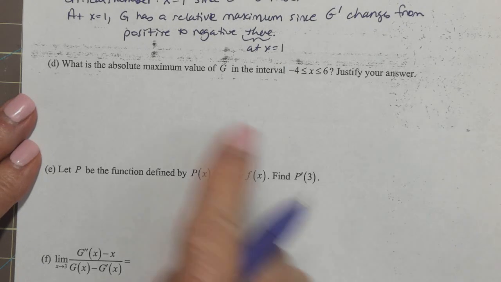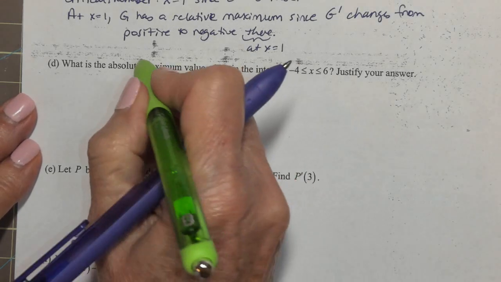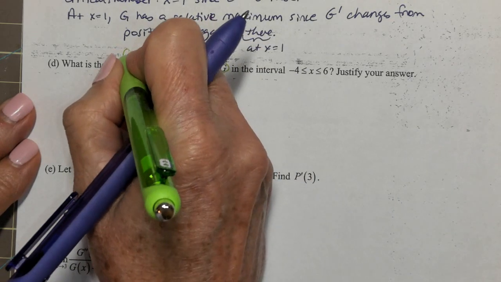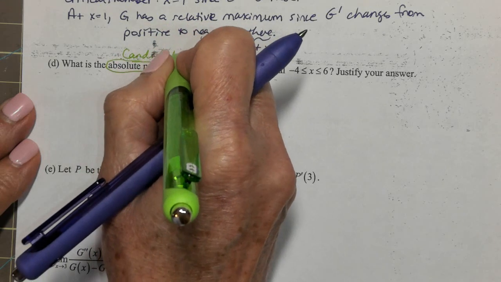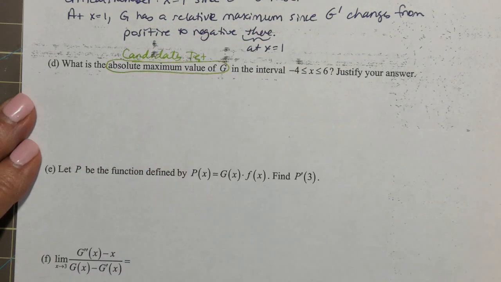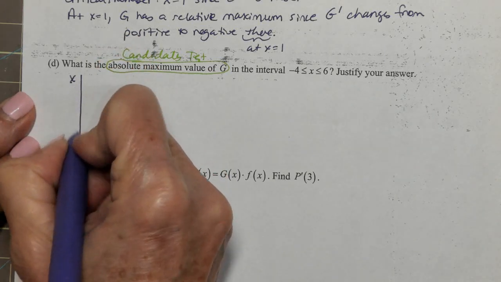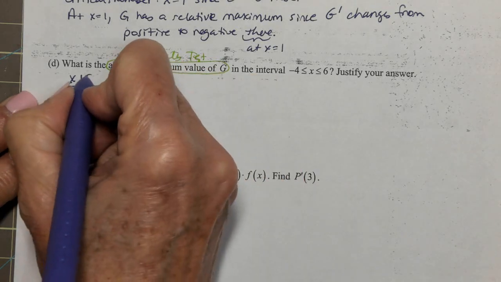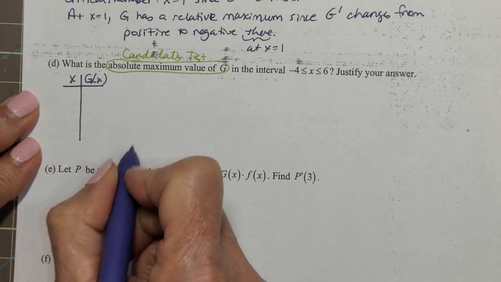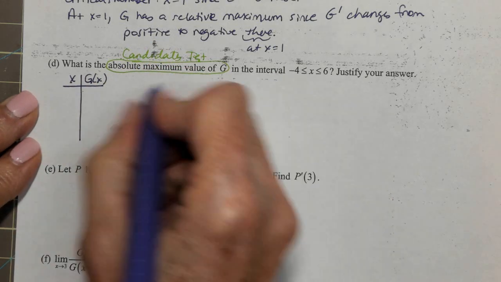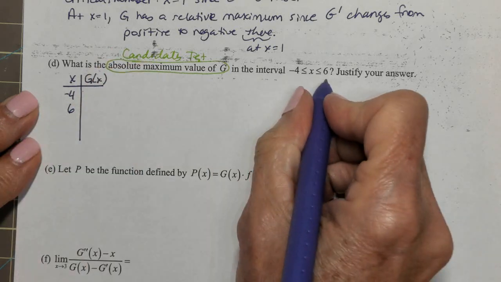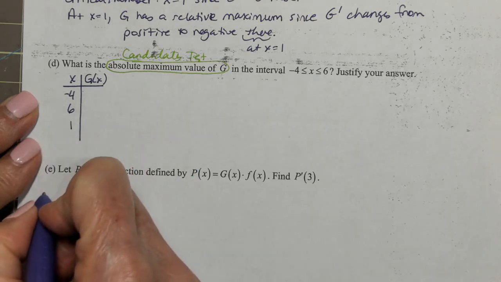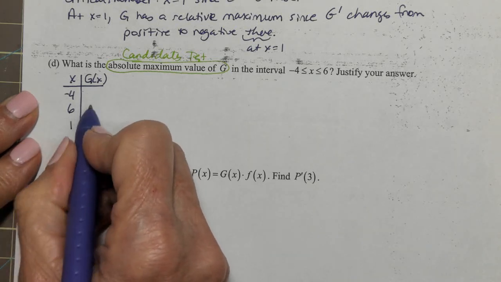All right. What is the absolute maximum value of g? Absolute maximum value of g. When I see absolute maximum value, I think candidate's test. So I'm going to set up the candidate's test. X is our independent variable, and we are finding the absolute maximum value of g. So make sure you fill that out. I'm going to begin with my boundaries that they gave me, -4 and 6. And I'm going to include the critical number of g that we found above. It's 1.